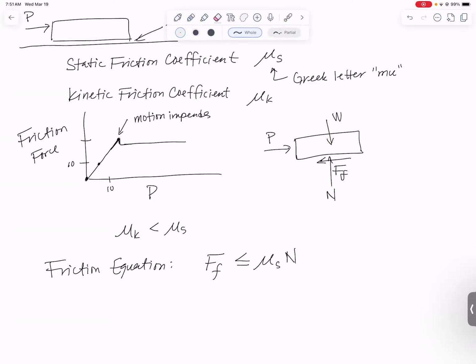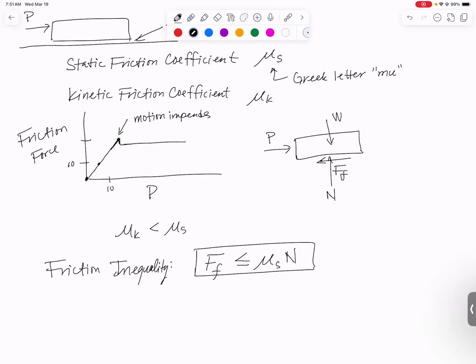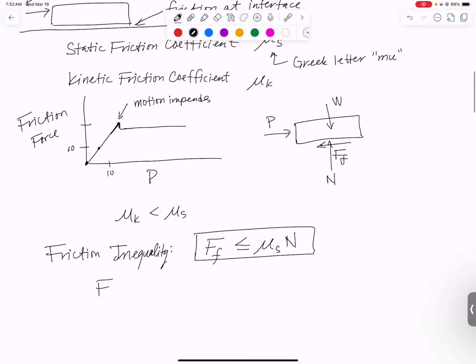How would we call it? The friction inequality, because friction is only equal to the coefficient of friction times the normal force right when it's about to slide. But in general, all we know is that friction has to be less than or equal to that. So we'll replace this with a friction equation, F equals coefficient of static friction times N, only when motion is about to happen. We say when motion impends.